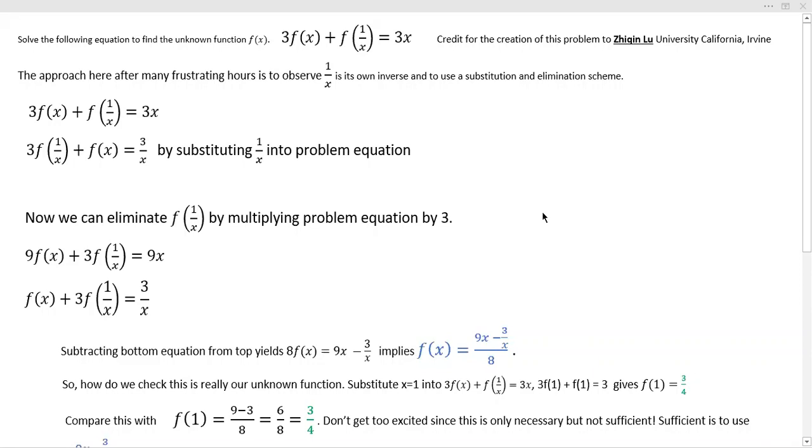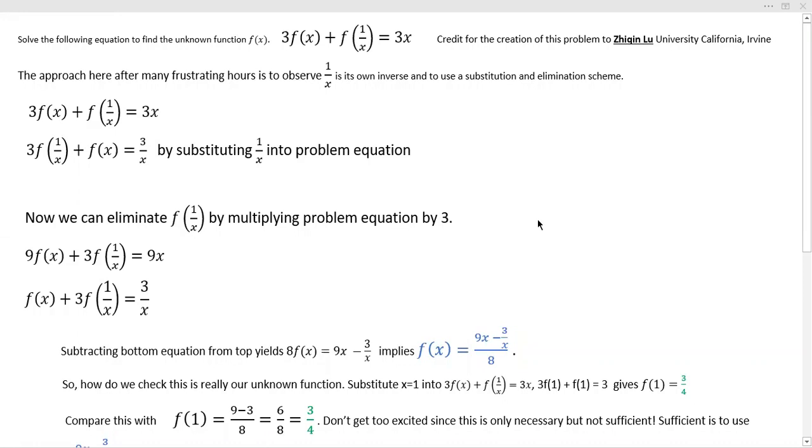I found a new source for functional equations. A gentleman by the name of Zhiqin, I'm probably butchering his first name. His last name is Lu. He's a full professor, I believe, at the University of California, Irvine. And I found a PDF that he had published dealing with solving functional equations. It's really beautiful stuff. It was out there for free. It's a PDF. I haven't met him, but I'd feel remiss if I did not credit this wonderful man for providing content for this video.